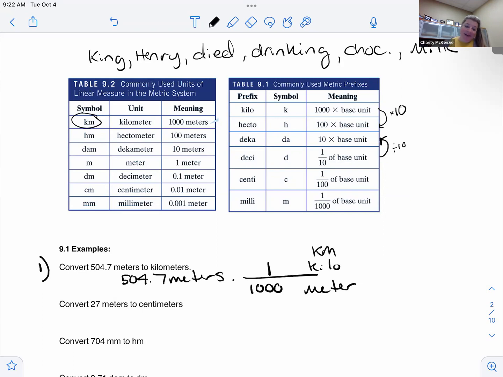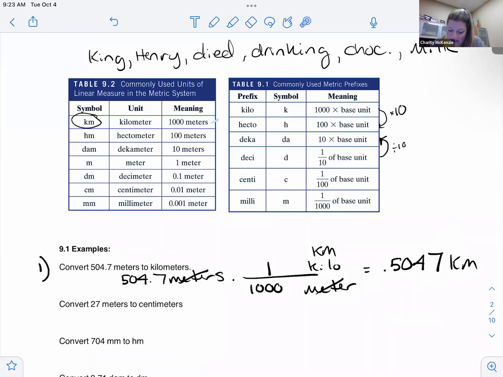So from here you divide by 1,000, which is going to move your decimal 3 places to become 0.5047. And that's going to be left with kms because the meters cancel. So can you still use that method? Yes, but metric is in tens, base 10. So it's super easy just to move your decimal or times or divide by so many tens.